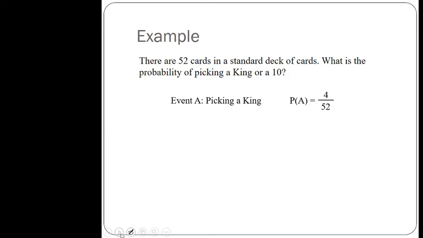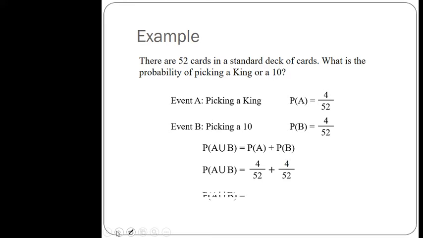So to figure out the probability of picking a king or a 10, I calculate their individual probabilities. The probability of picking a king is just 4 out of 52 because there's 4 kings in a deck of cards, and a deck of cards has 52 cards in it. The probability of picking a 10 is also 4 out of 52, because again, there's also 4 tens in the deck of cards. So now if I want to find the probability of A or B happening, I just add their individual probabilities together. And I get that it's 8 out of 52, and we could reduce that fraction to 2 over 13.